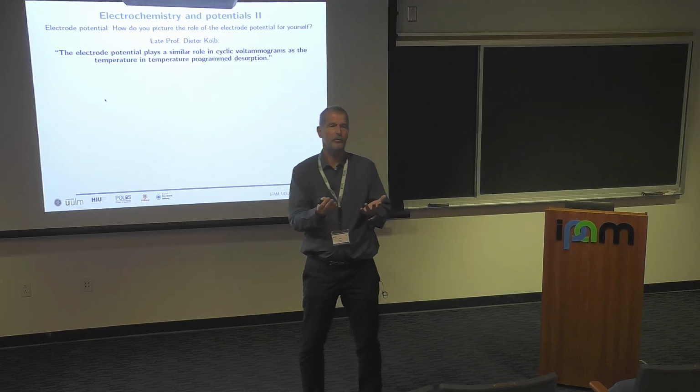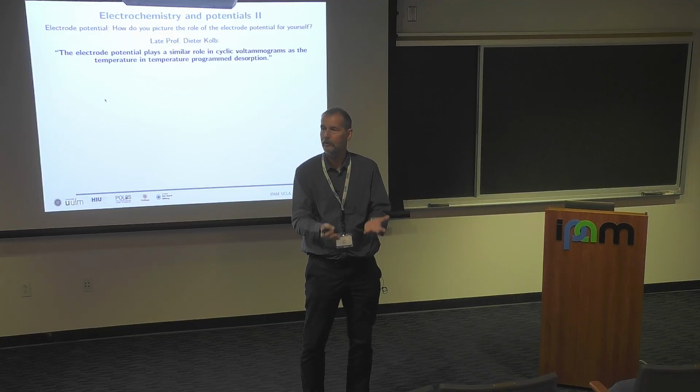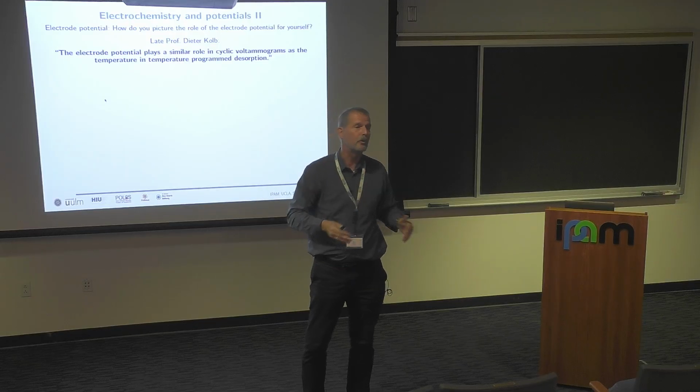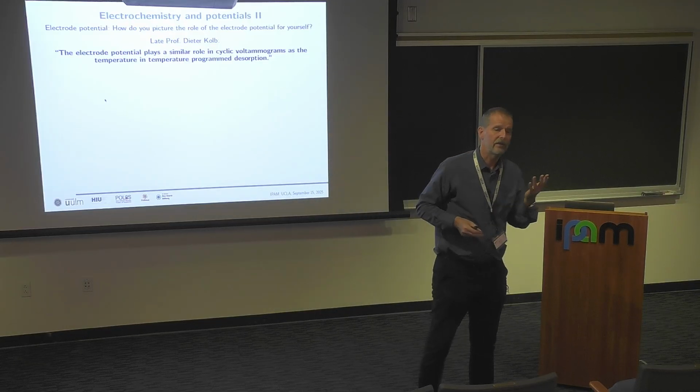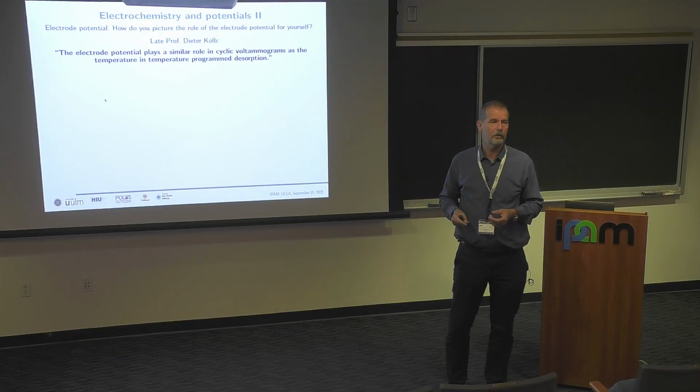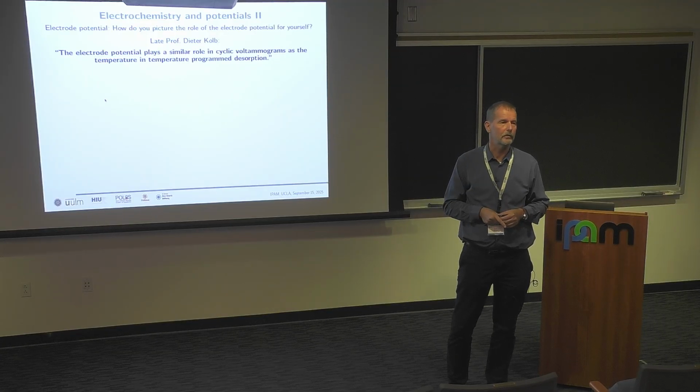You deposit some molecules on the surface, and then you ramp the temperature in a linear fashion and just measure what's coming out. You can't cycle it because it won't go back, so to say. So the advantage in electrochemistry is, you can cycle it. And apparently, the change of the electropotential is something like a change of the temperature.